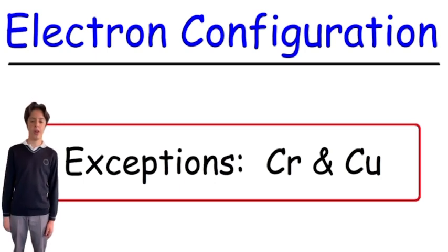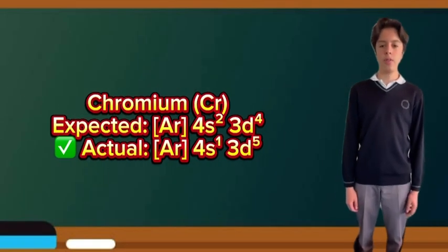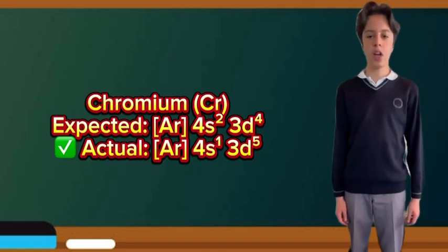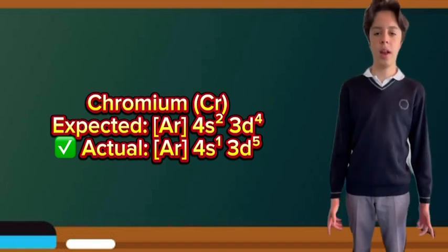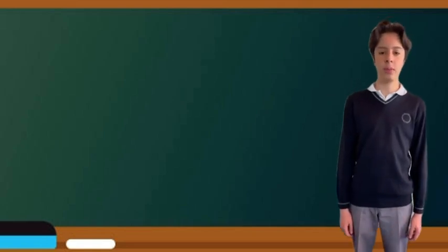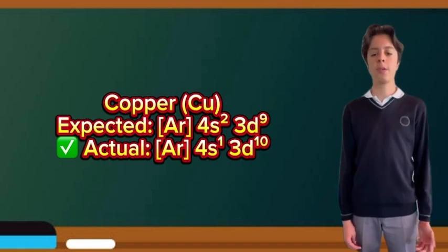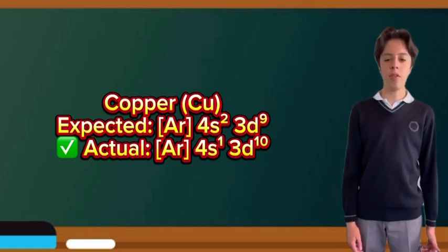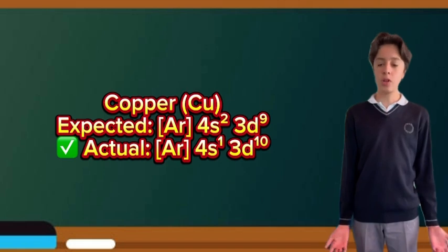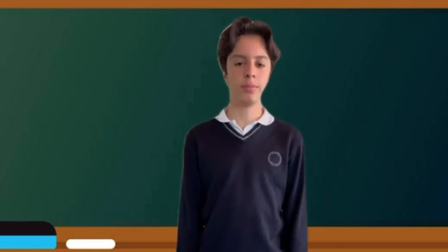Exception time. Some atoms break the rules to gain extra stability. Here are 2 famous ones. Chromium, Cr, expected: Ar, 4s2, 3d4. Actual: Ar, 4s1, 3d5. Why? Because half-filled sublevels are more stable. Copper, Cu, expected: Ar, 4s2, 3d9. Actual: Ar, 4s1, 3d10. Fully filled sublevels are extra stable.